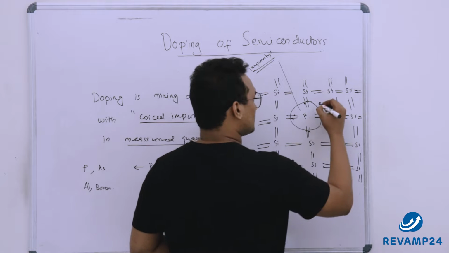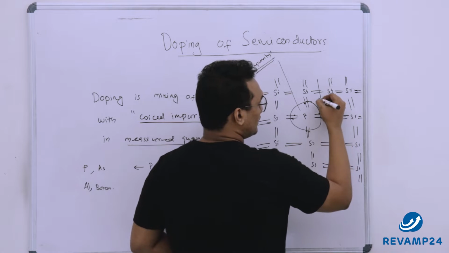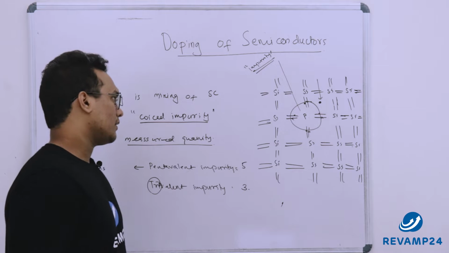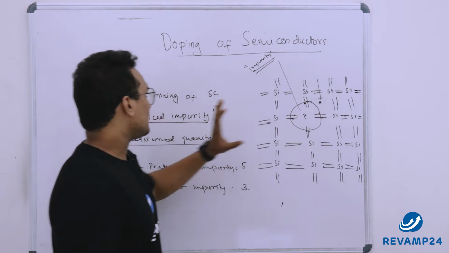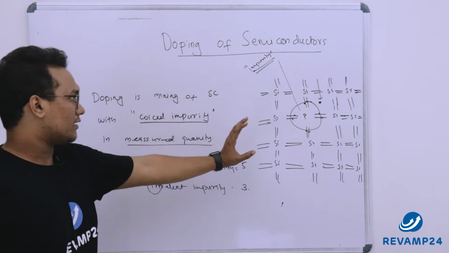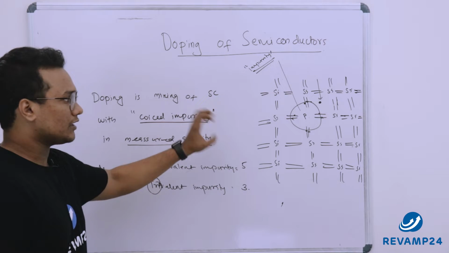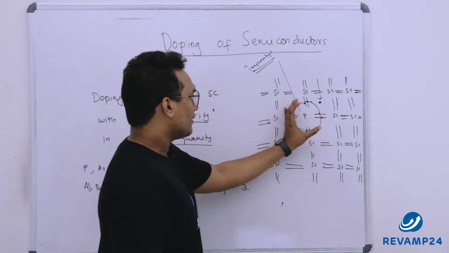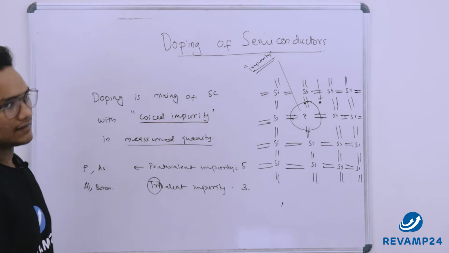And these electrons can now contribute towards conduction because these are free electrons. So this is the process of converting an intrinsic semiconductor into an extrinsic semiconductor by adding an impurity which is pentavalent in nature.